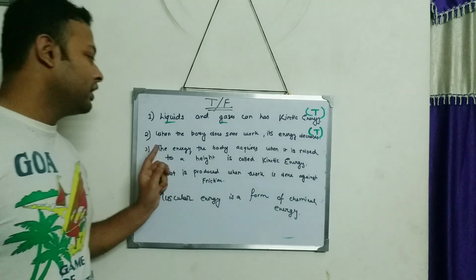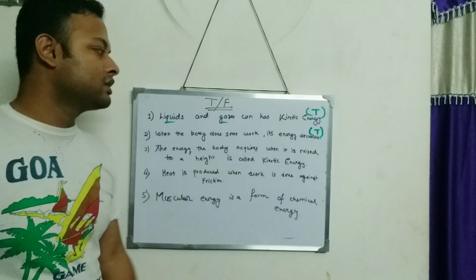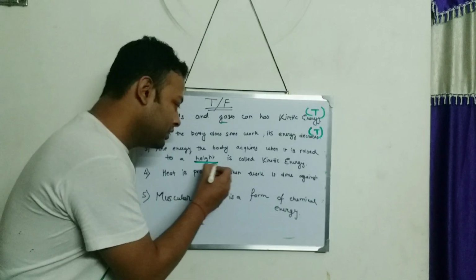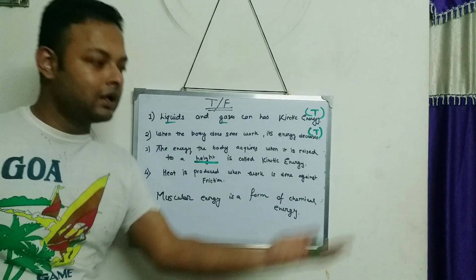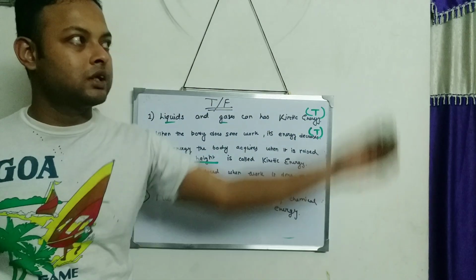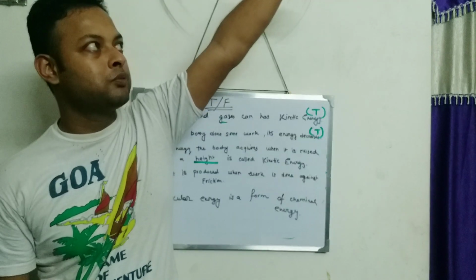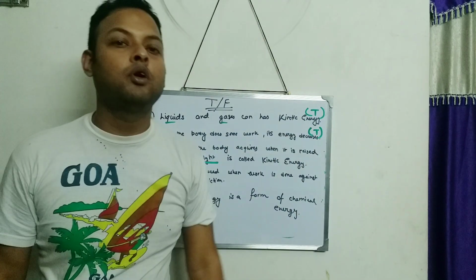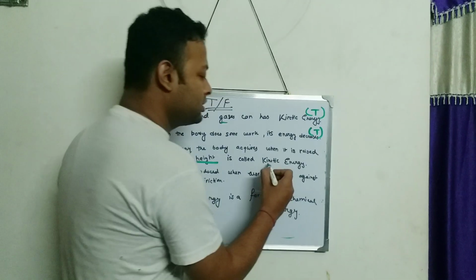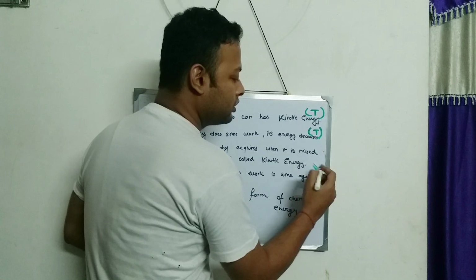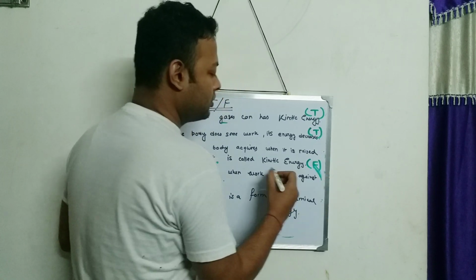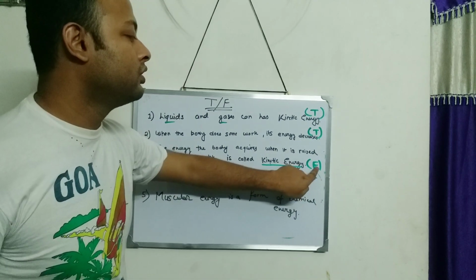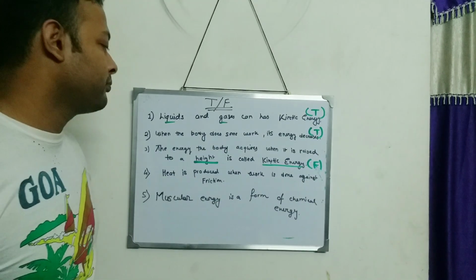Third question: the energy the body acquires when it is raised to a height is called kinetic energy. Height, therefore height. When it is raised to a certain height, now what energy does the body have? This body has potential energy, because at a height only the body has potential energy. So this is false. Okay, this is not kinetic energy, this should be potential energy. So this statement is a false statement.